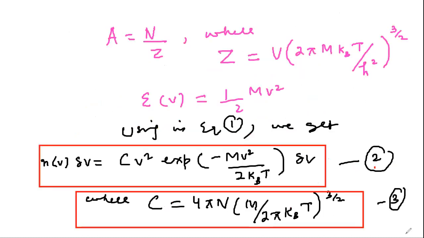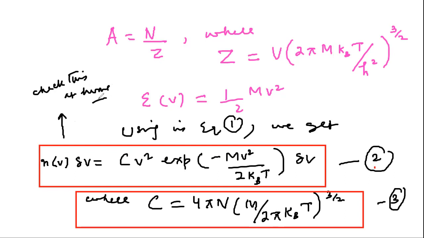Then you have to take A equal to N by Z, where Z is this, and E of v is half m v square. All this, when you put it in equation 1, you will get the Maxwell-Boltzmann distribution of speeds, n of v delta v, as this. So you have to check it. All this you have to do at your places and check. You get this. Check this at home.